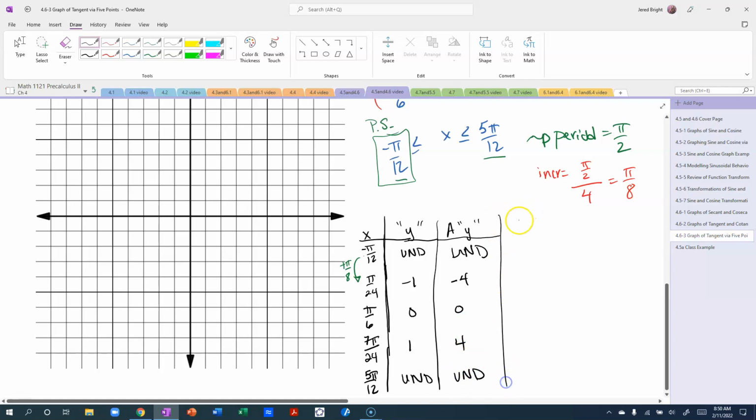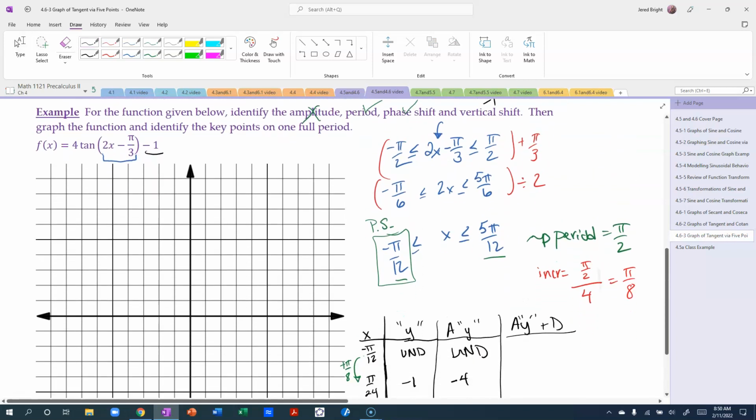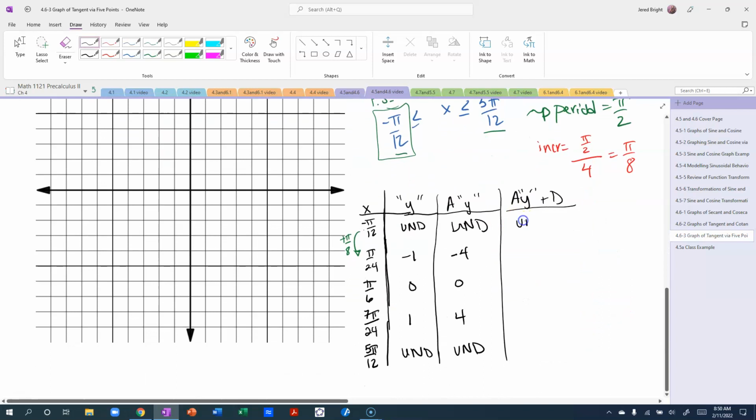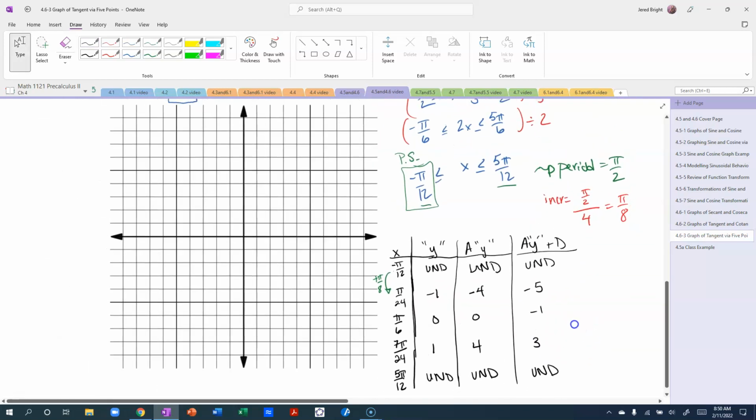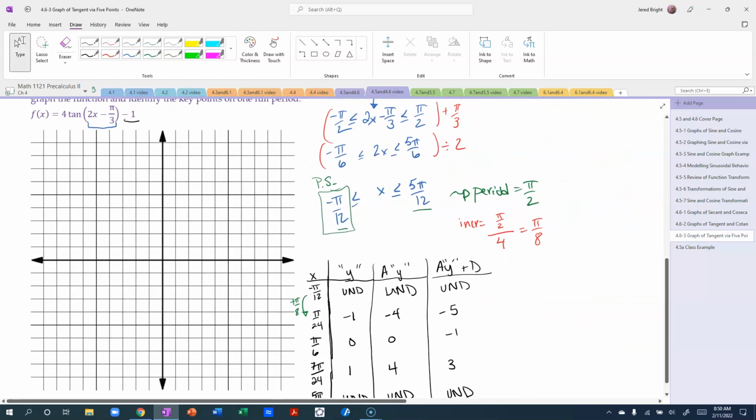And then lastly, I have to take this a times y value that I found and then add d to it. d is -1, so undefined, -5, 0, -1, 3, and then undefined. Okay, so let's see this on our graph.